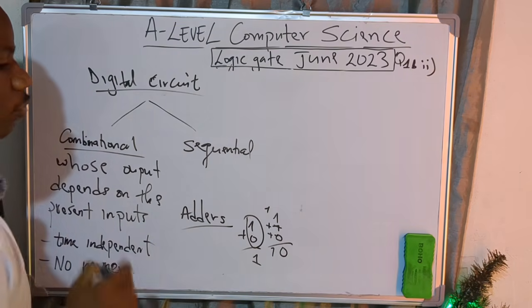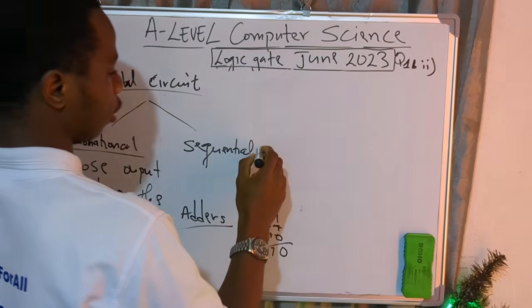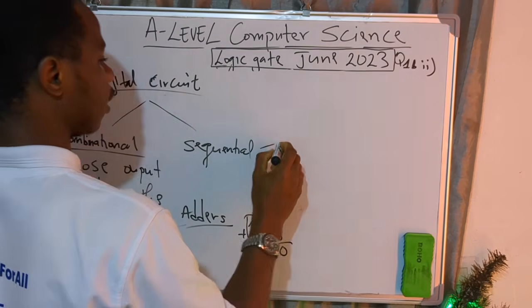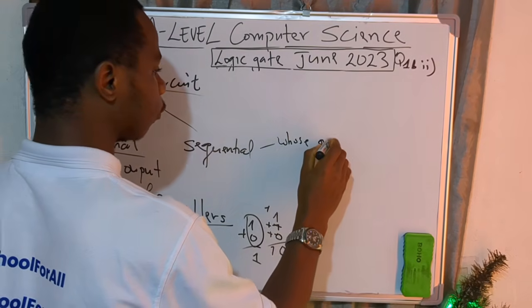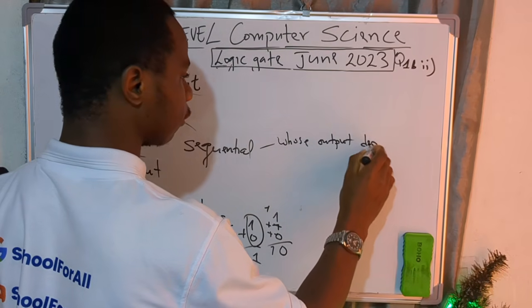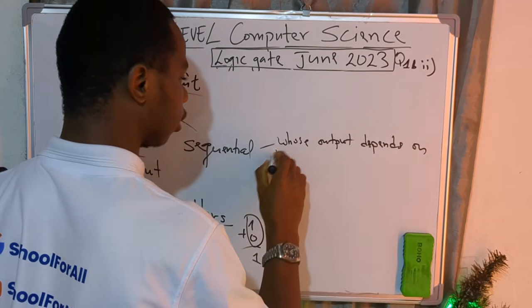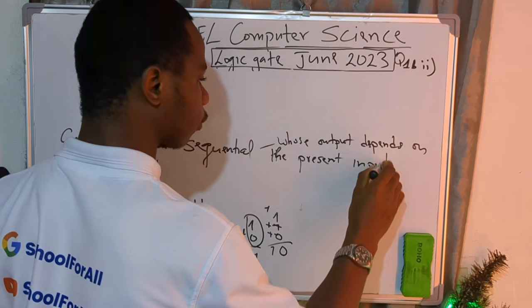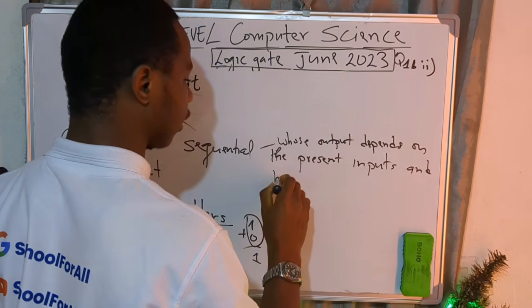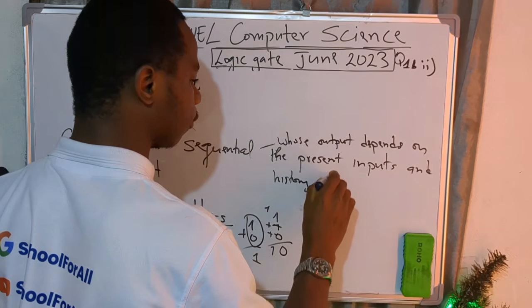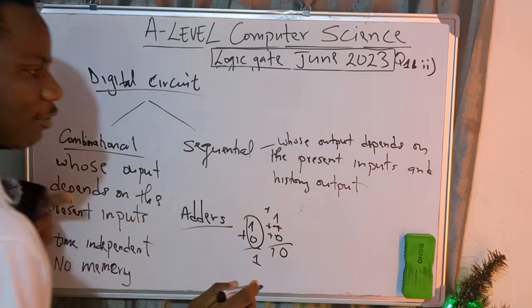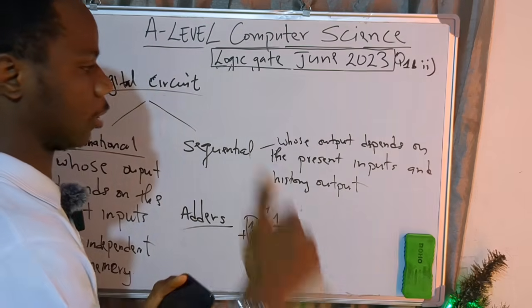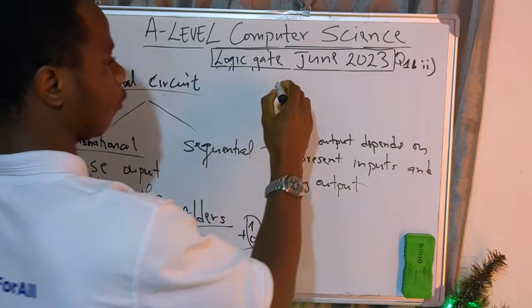Now, for you to get it very well, let us go to sequential circuit. The same thing: you start by saying that it is a digital circuit whose output depends on the present input and history output. I think we are seeing the difference here. The output depends on the present input and history output, meaning the previous output. Examples here are counters.